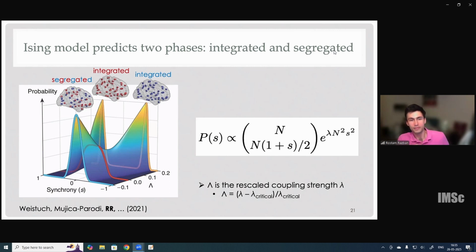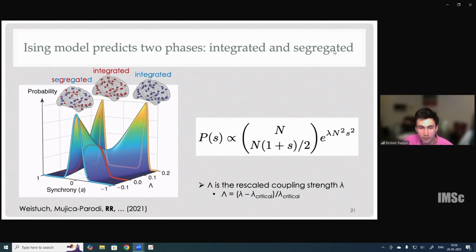We have studied this mathematically. The nice thing about the Ising model is that it's closed form. We can actually understand this system really well. And here are no real brain data yet, just showing how, when we change this coupling constant, capital lambda being just the rescaled coupling strength, the synchrony distributions change.